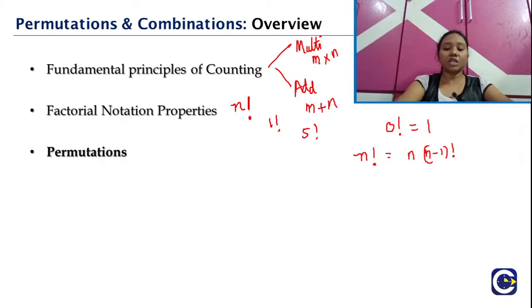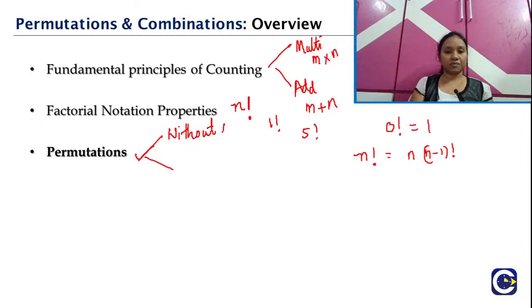Coming to today's session, we are going to start with our first topic, permutations. We are entering into our main concept. We'll see the basic definition related to it. As I mentioned, in permutations we'll have two kinds: one is without repetition and the other is with repetition. We'll discuss each case, permutations with repetition as well as without repetition.